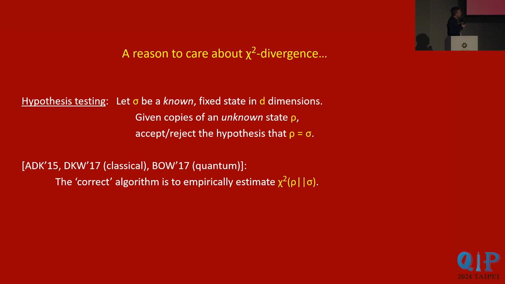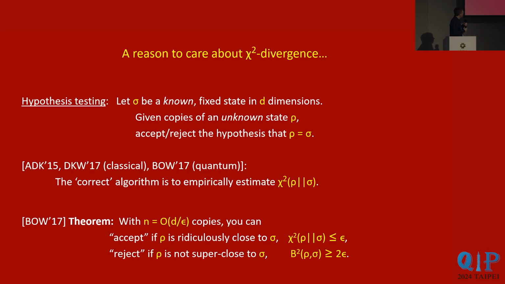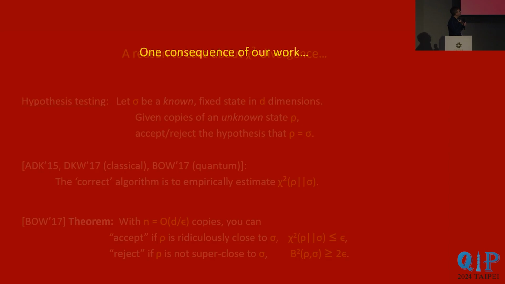And because of this, it somewhat motivates this tomography problem of trying to learn an unknown state to closeness in chi-square divergence. And in particular, an illustration of this theorem I had with Bădescu and Wright showed that with just d over epsilon copies, so that's better than the d squared over epsilon that you need for tomography, you can kind of tell the difference between these two cases: when the unknown state rho is ridiculously close to sigma, or whether it's the case when it's not even super close to sigma. Okay, so this is one motivation for studying chi-square divergence.